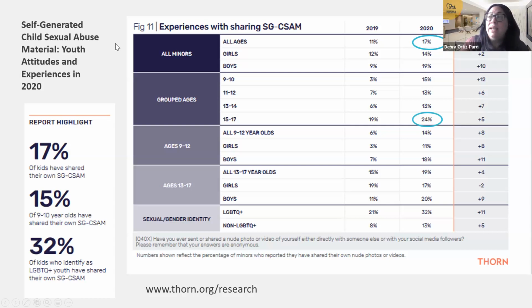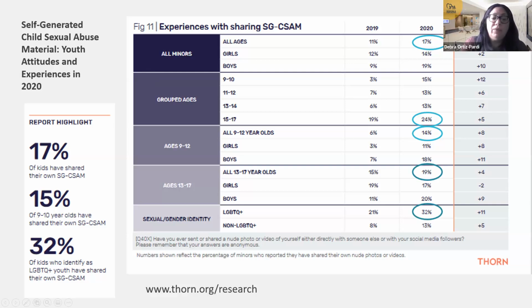And for teenagers themselves, that was a jump from 19% to 24%. So we are seeing increases during that COVID time frame. For 9 to 12-year-olds, so we're talking third and fourth graders, upper elementary school, they're up to 14% from 6%. So that was a pretty big and significant jump. For younger teenagers, it went from 15 to 19%.